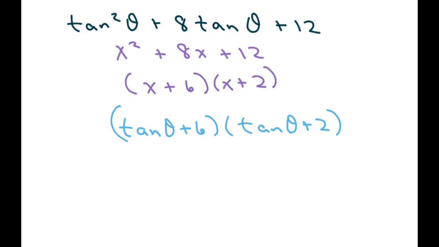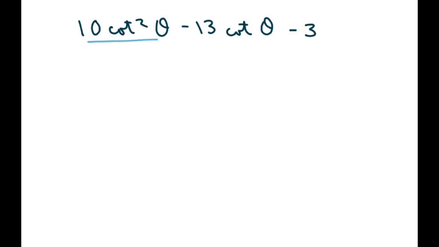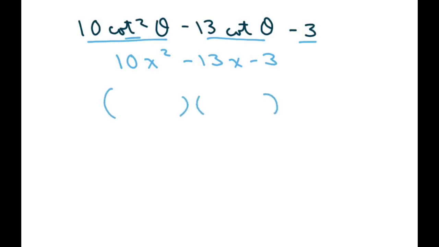We have 2 more, and these are the harder ones. So we have this one. If you want, you can leave the cotan in. I'm going to go ahead and write it with the x. So 10x squared minus 13x minus 3. When you try to factor this, I'm going to go ahead and put the 3 and the 1 in. So basically, let's put the 3 here and the 1 here. And this is negative, so 1's positive. I have this 13x here.